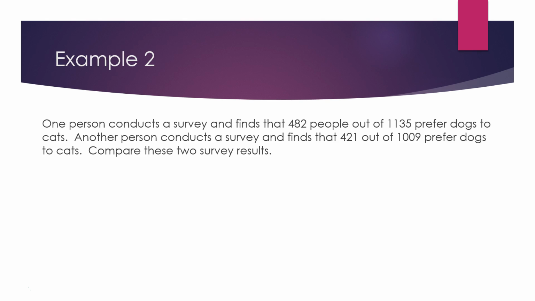So this next example is going to seem maybe a little out there, but I really want to emphasize how important percentages really are. So one person conducts a survey and finds that 482 people out of 1,135 prefer dogs to cats. Another person conducts a survey and finds that 421 out of 1,009 prefer dogs to cats. Compare these two survey results.